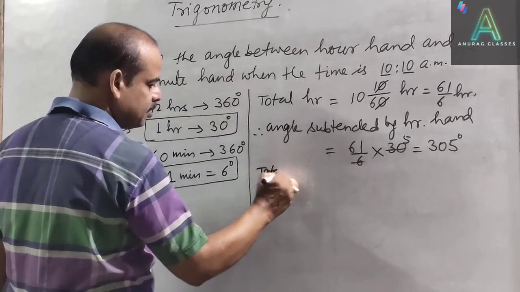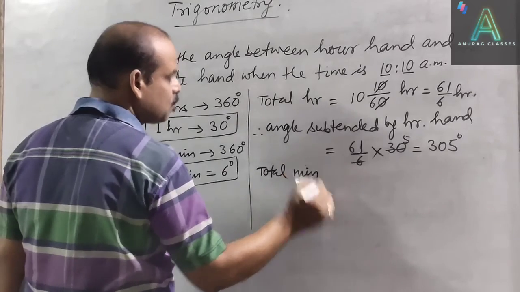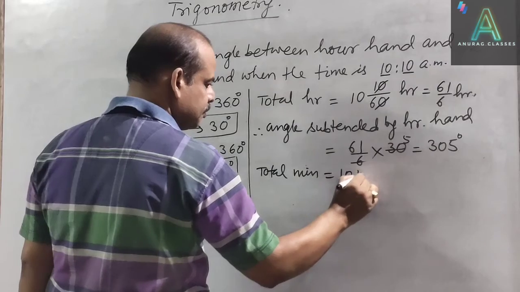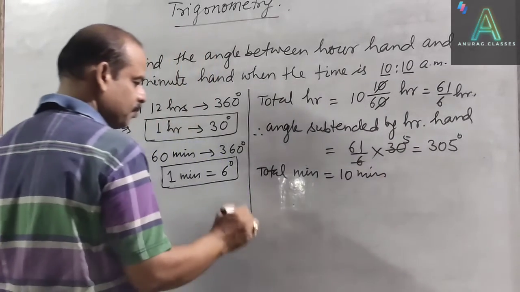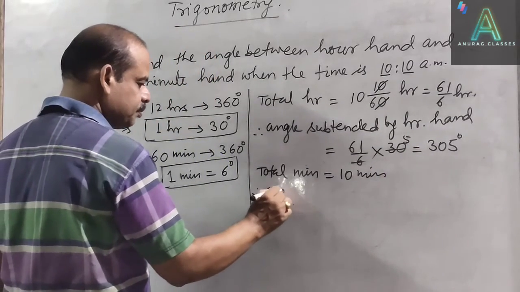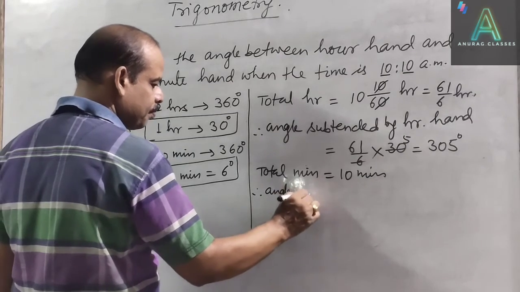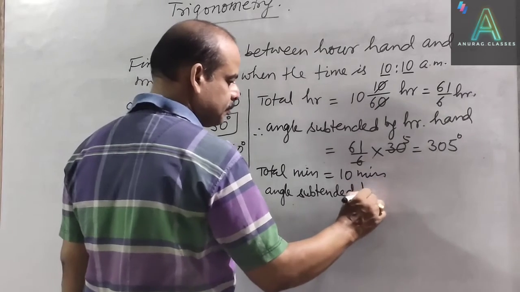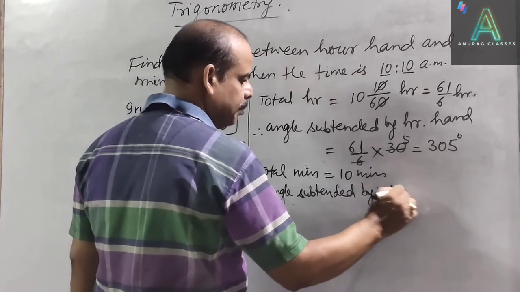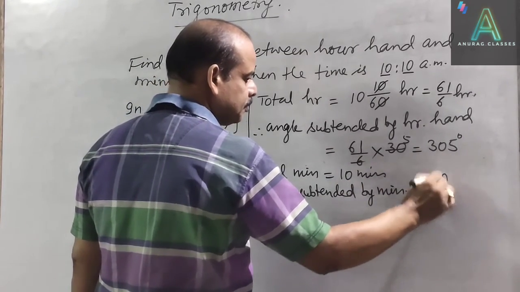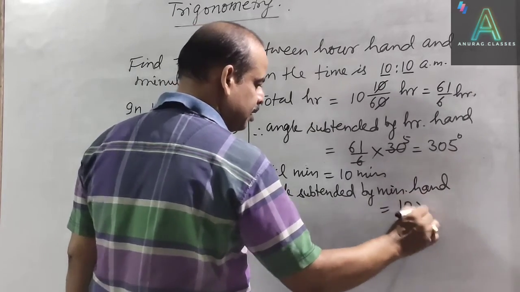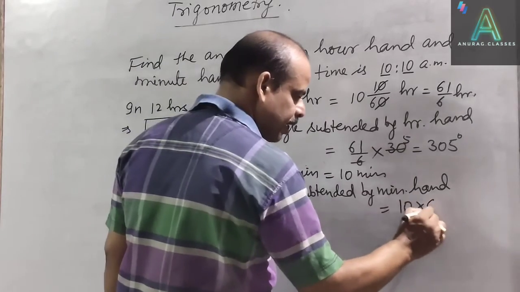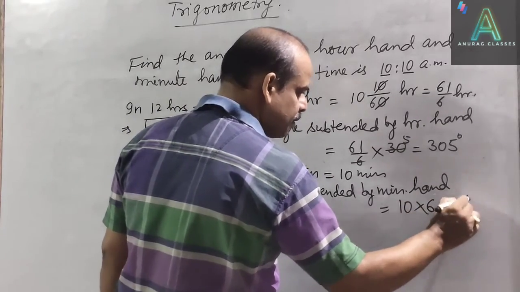What is the total minute? So total minute is 10 minutes only. Therefore, angle subtended by minute hand, it will be 10 minute, and for 1 minute the angle is 6 degree. So 10 multiplied by 6 is equal to 60 degree.